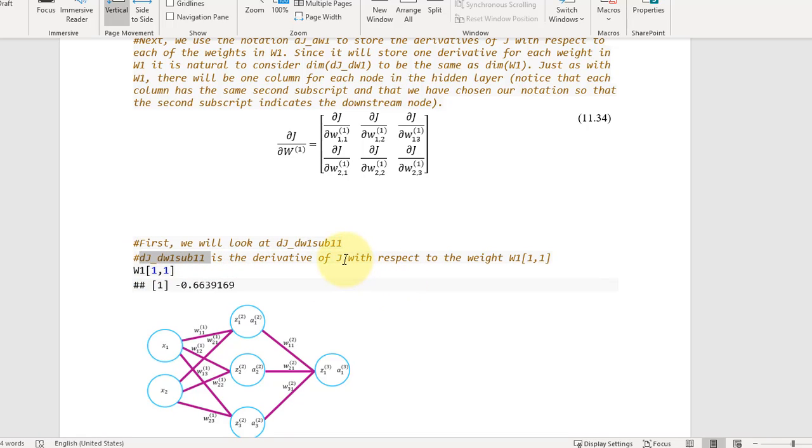And that's the derivative of J with respect to this weight, W1,1. And this matrix here is called capital W1, and we want the 1,1 element of it. That's what this is. So we could say we want it with respect to this weight. And we can see what this is. That's not the derivative, that's just the weight itself. So this is the current value of the weight.